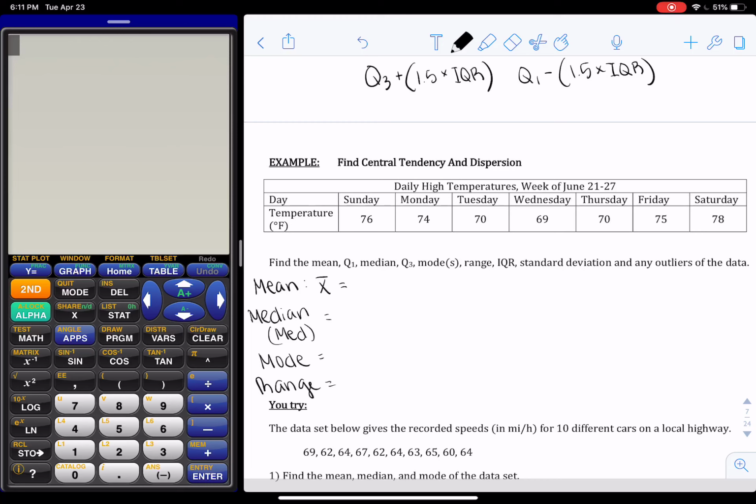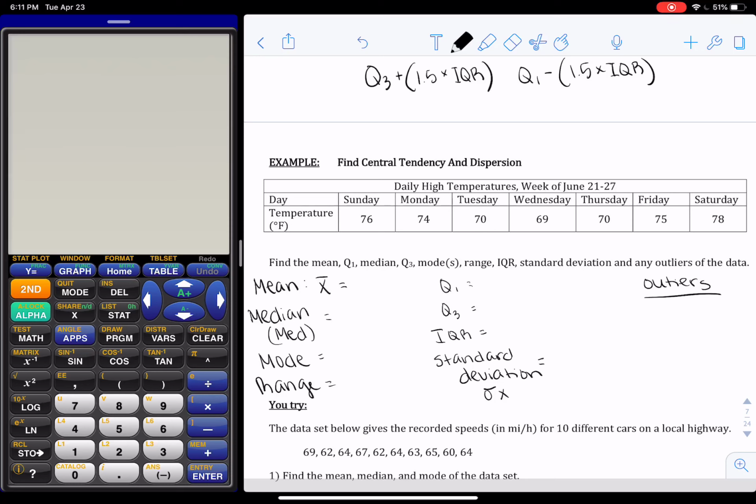So then over here, let's write our two quartiles. And then we can find the IQR after that. Then our standard deviation, which remember, when you look in your calculator, it's going to look like a fancy O with an X. And then after that, we'll look for any outliers.